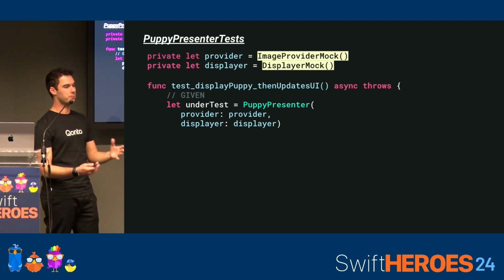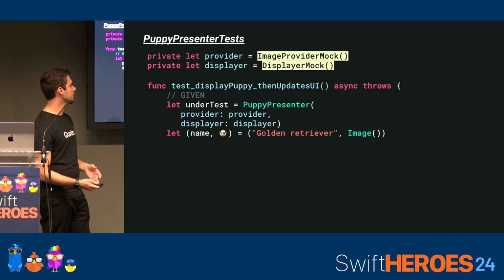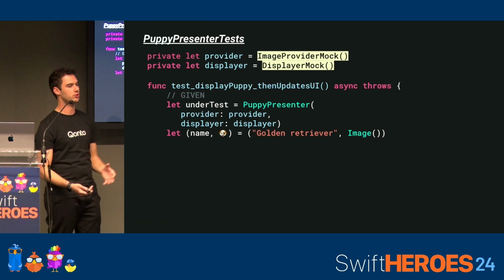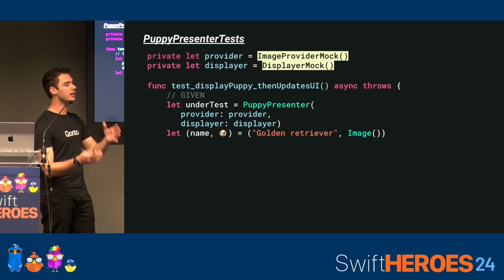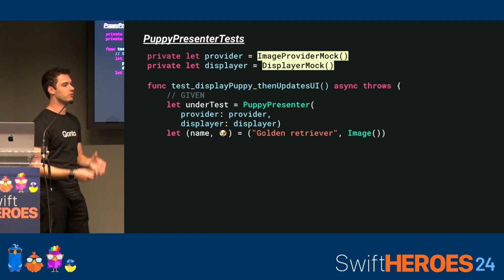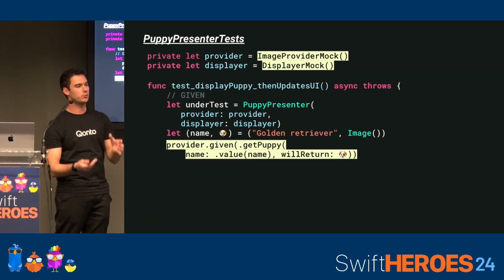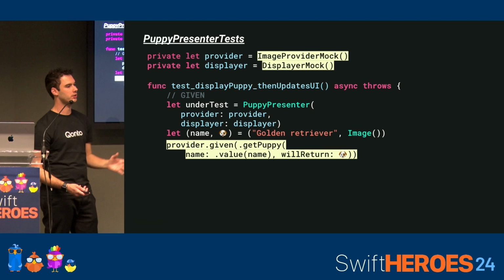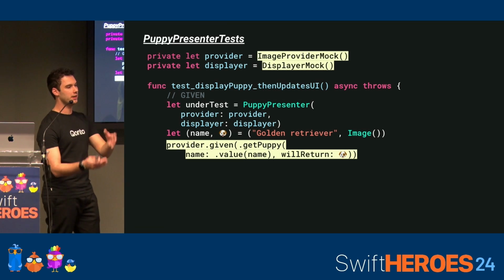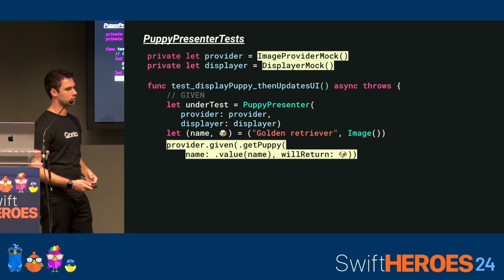So we start by creating the puppy presenter with the dependencies injected. We'll give the puppy a name like a golden retriever and an image to be returned by the provider. And now we need to specify that the provider actually returns the image for that specific variable name. We will do this with the given syntax in SwiftyMocky. So you need to specify the value of the name variable to be passed to your mock, and it will return that image only if that variable is passed correctly.